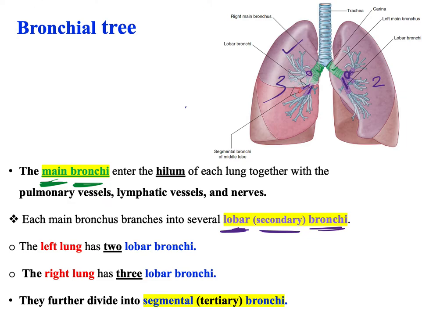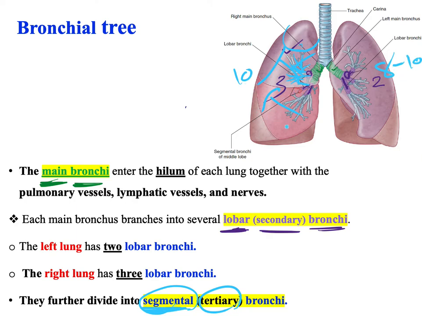Now the secondary will divide into tertiary bronchi, or we call it segmental. You have to know both segmental or tertiary bronchi. So the secondary or the lobar bronchi divided into, as you see here, segmental, because each lobe will divide into segments, right? For example, the right lung has 10 segments, the left lung has 8 to 10. It divides if fused or not.